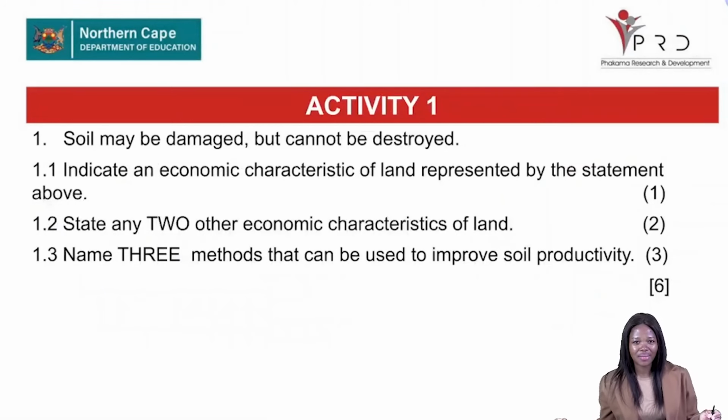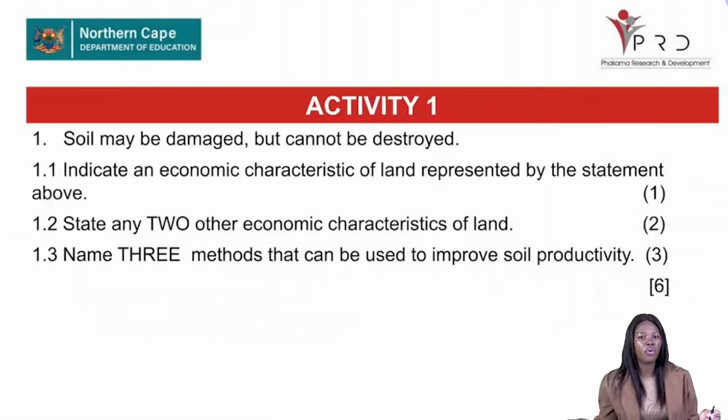Welcome back, learners. Now let us look at our activity 1.4, on land as a production factor. Before we go to 1.1, let us look at the description that was provided. Soil may be damaged, but cannot be destroyed. Remember we said your answers should be based on the description and the allocation marks. So for 1 mark, you provide 1 answer, 2 marks, 2 answers, 3 marks, 3 answers.